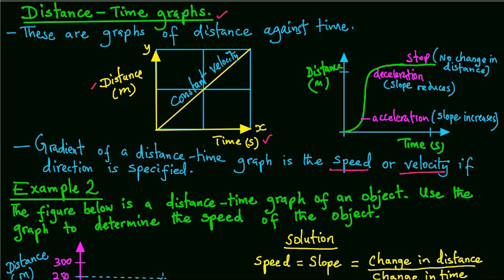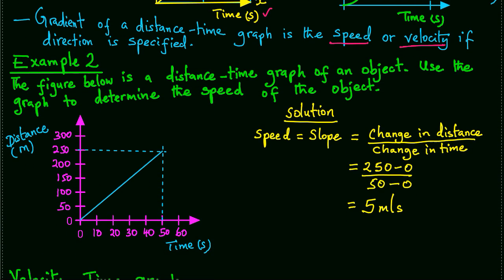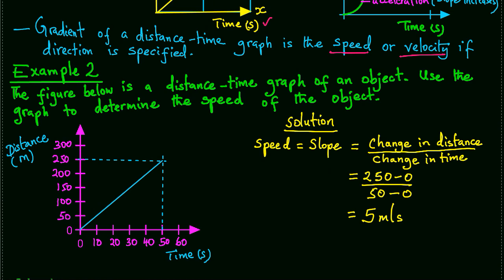For example, we have a graph given, and in this graph we need to determine the speed of the object. So in our solution, we know that the speed equals slope or gradient, and this will be change in distance over time taken within that period.